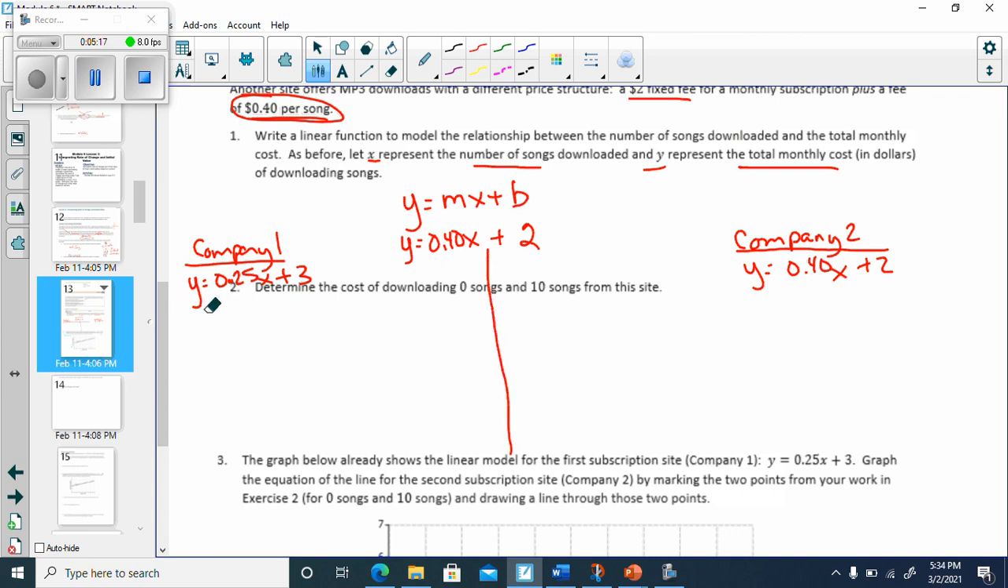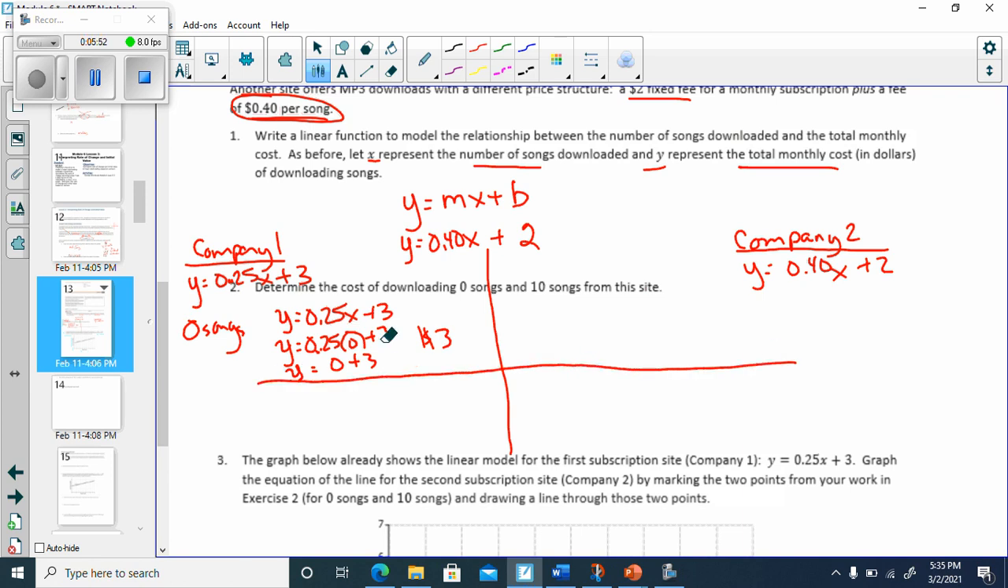So on this side, we're going to do company one. With this side, we're going to do company two. How about 0 songs? Let's see what we'd pay if we were doing 0 songs. Let's try this equation. Y is equal to 25 cents per song times your number of songs plus $3. Well, if you've got 0 songs, that would be 25 cents times 0, plus 3. 25 cents times 0 is 0. So Y is equal to 0 plus 3. What we pay for 0 songs is $3, right? It costs us $3 a month.